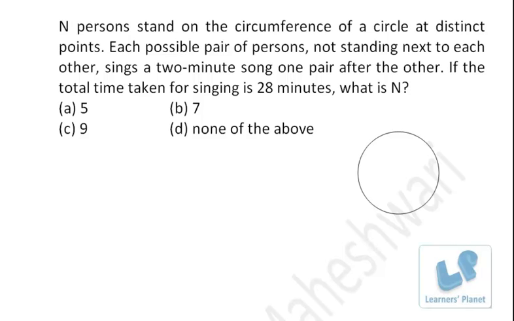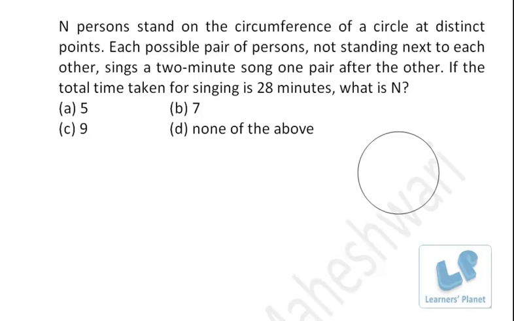Now friends, let's take this problem. This is from the previous year CAT papers, precisely it's from CAT 2004. N persons stand on a circumference of a circle at distinct points. Each possible pair of persons not standing next to each other sings a 2-minute song, one pair after the other. If the total time taken for singing is 28 minutes, what's the N?